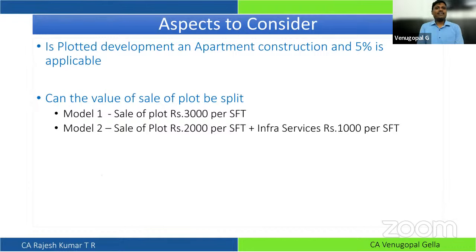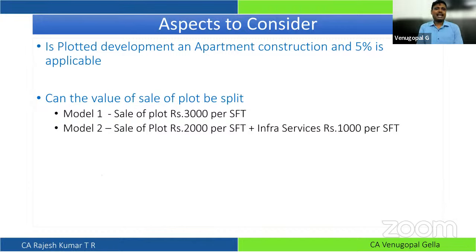Second, can the value of the sale of plot be split in two ways? Model one, as I said, the entire sale of plot is sold at, for example, 3,000 rupees per square feet. Alternatively, model two, the plot portion is spoken as 2,000 rupees per square feet, and the infra services is collected as 1,000 rupees per square feet. Can these two agreements be possible? I'm not saying simultaneously, but builder one is adopting model one, builder two is adopting model two.